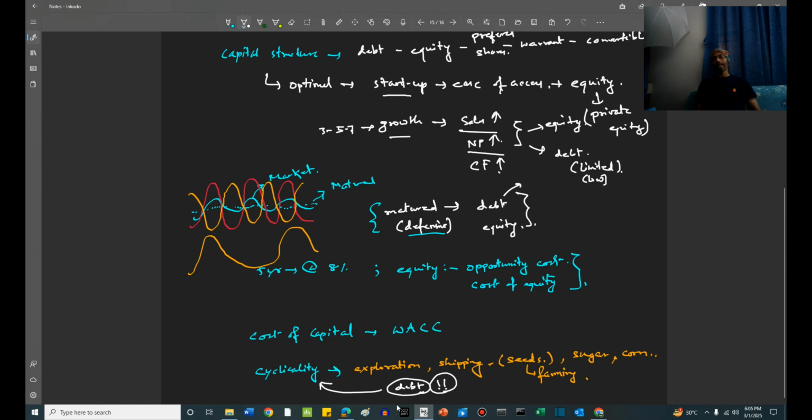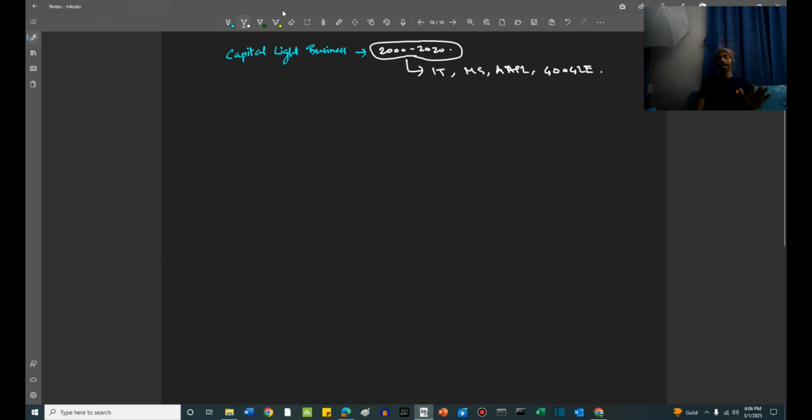A few more categories we can also understand. For example, let's say a business is a capital light business. Between the years 2000 and 2020, the prime examples of capital light businesses could be the IT industries and the software product industries like Microsoft, Apple, Google. These are capital light industries if you consider specifically the time zone between 2000 and 2020. That has changed. I'll tell you why.